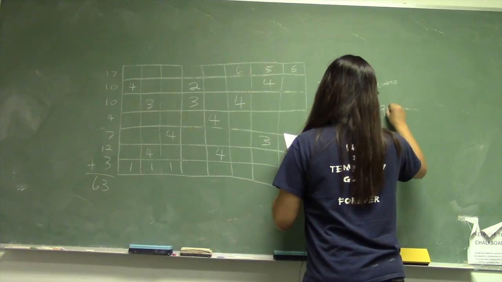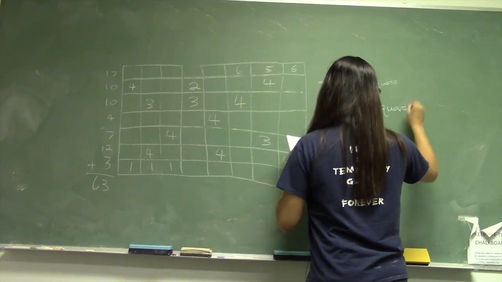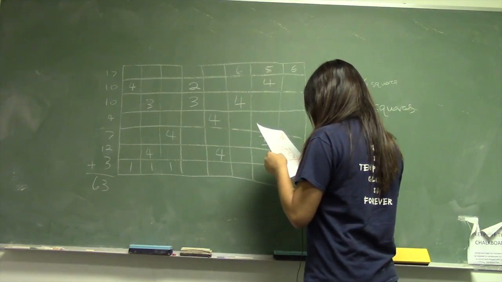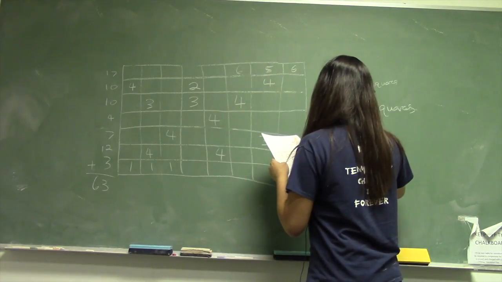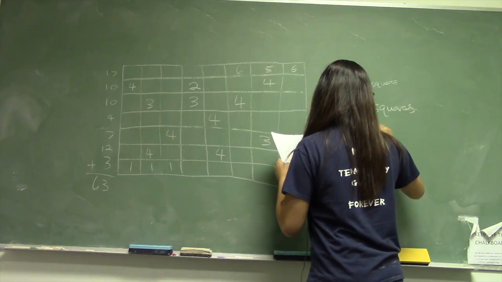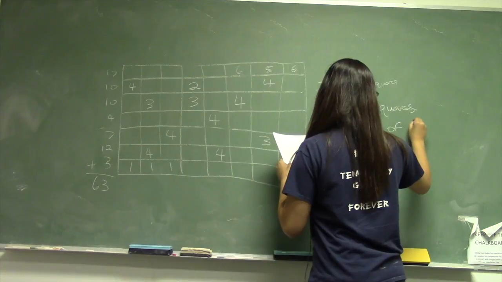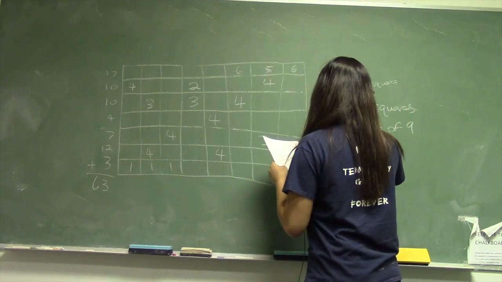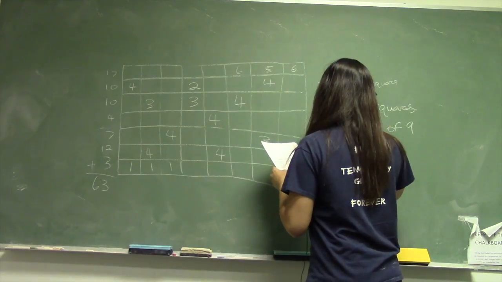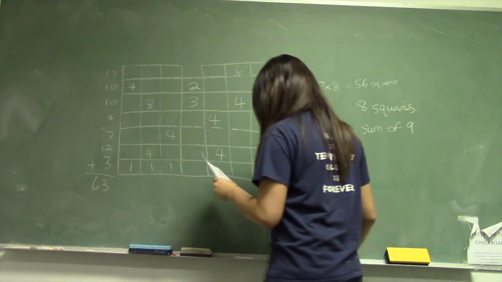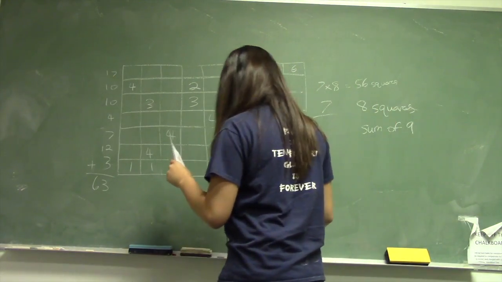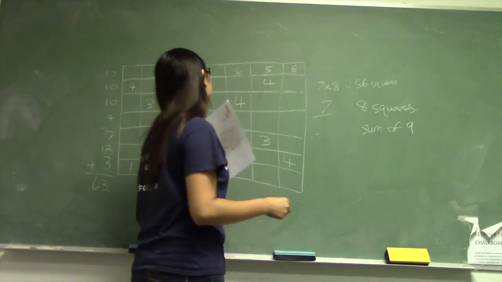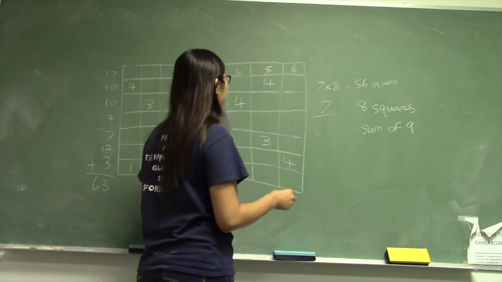And because there are 8 squares, we want a sum of 9. So 7 pieces with a sum of 9 and 8 squares within each piece. Okay. So we know that we want all the pieces to have a sum of 9.